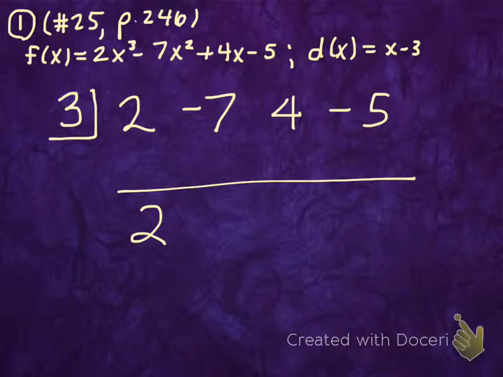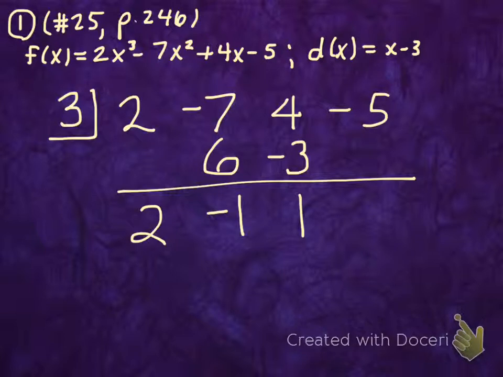Then we bring the leading coefficient down, multiply the 2 by the 3 on the outside, record the product, and then add those two numbers, and then multiply 3 by -1, we get -3. We add and get 1. We multiply 3 by 1 and we get 3. We add and get -2.